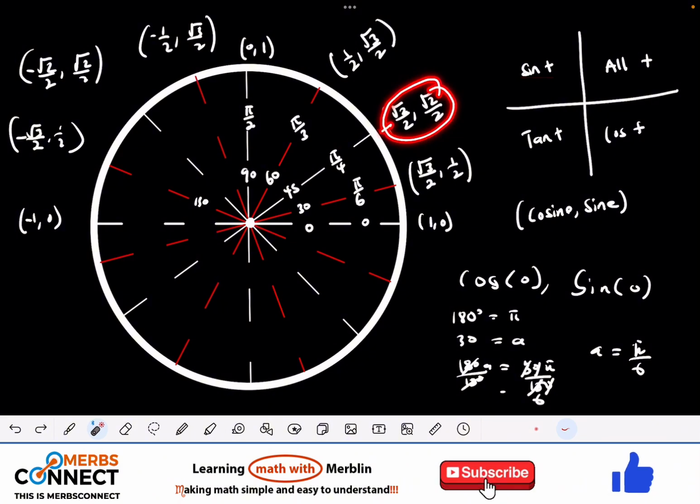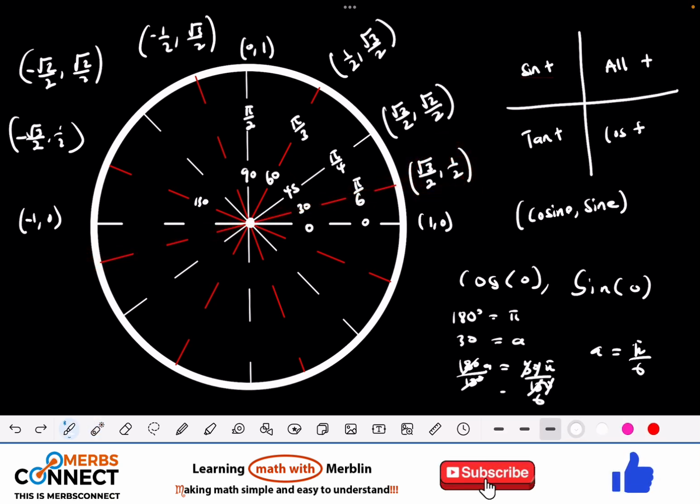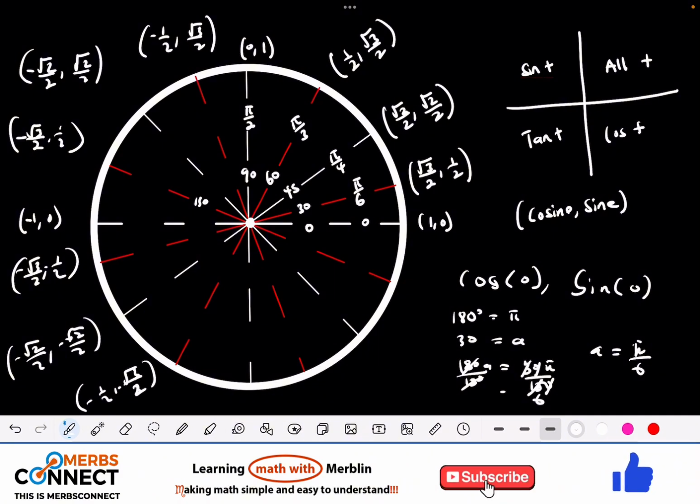I'll pick this component and bring it right here. All of them will be negative, right? And I pick this component and bring it also here. All of them are going to be negative. So this one is going to be negative root 3 over 2, negative 1 over 2. This one too will be negative, so negative root 2 over 2, negative root 2 over 2. Then this one is going to be negative 1 over 2, negative root 3 over 2, also negative. So that is the idea with picking them.